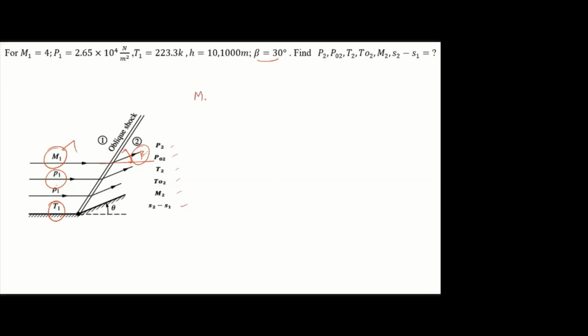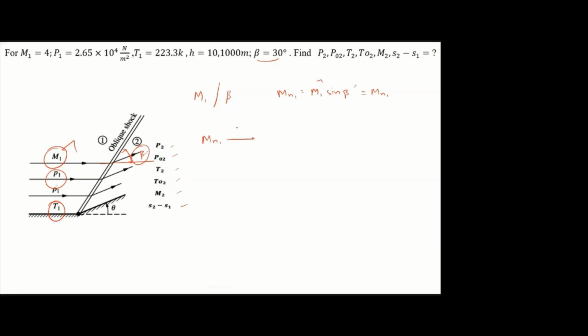We know M1. So we can find Mn1. Okay. And using the isentropic table, we can find Mn2, and then M2. First tell the formula for Mn1. Mn1 equals M1 sine beta. So M1 sine beta. Okay, you know M1 and beta, you can find the Mn1. Then from the table, sir, isentropic, we can find Mn2. Isentropic? No, sir, normal shock.